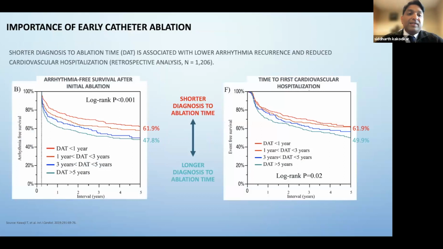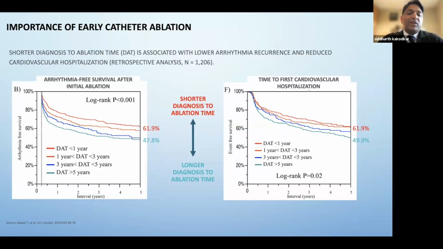And there is data here. This is from 2019, showing that a shorter diagnosis to ablation time is associated with lower arrhythmia recurrence and also reduced cardiovascular hospitalization. And this is the basis for why some other hospitals might be forming what's called an AFib clinic, or atrial fibrillation clinic. The idea is that if somebody comes into the emergency room with AFib, they're immediately hooked up with a cardiac electrophysiologist who can do an ablation to reduce that time from diagnosis to ablation.